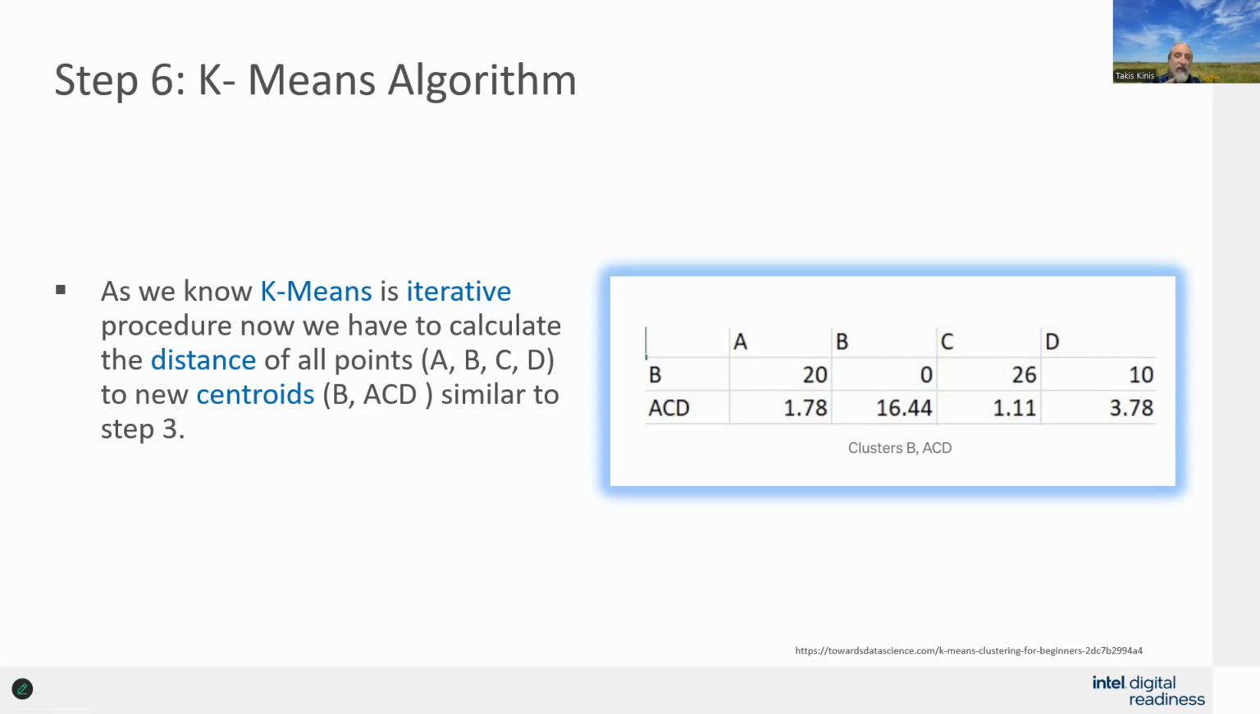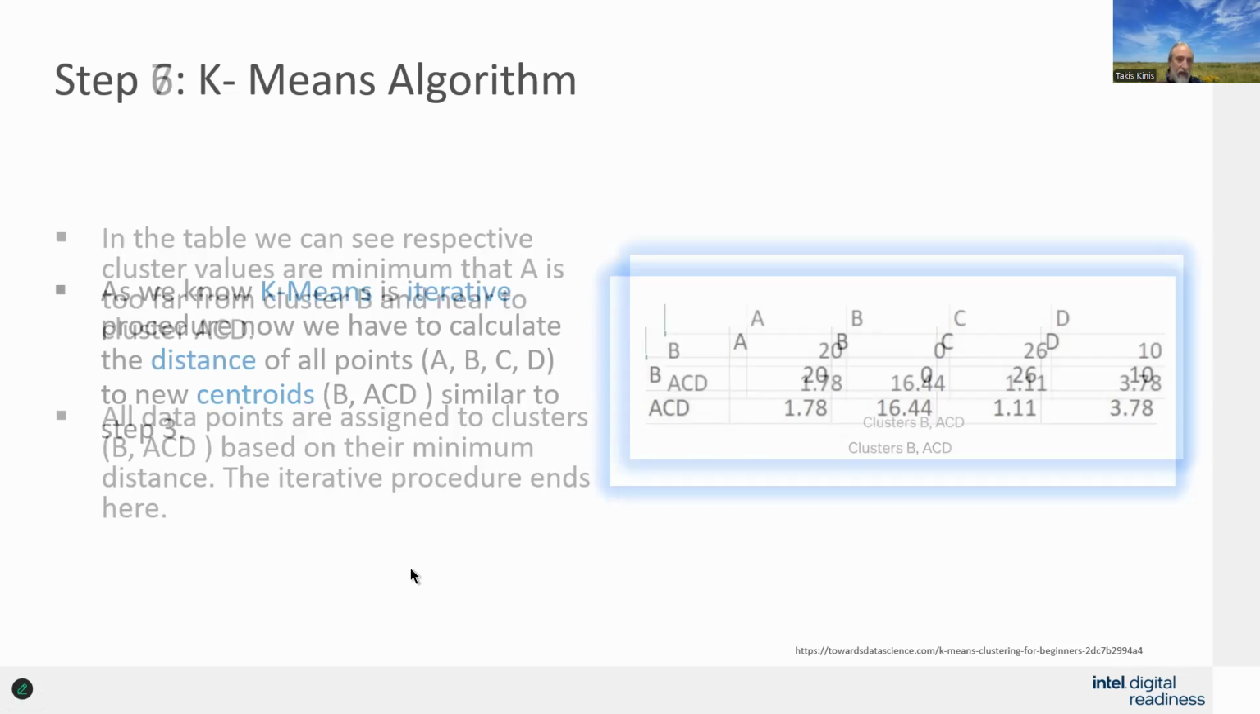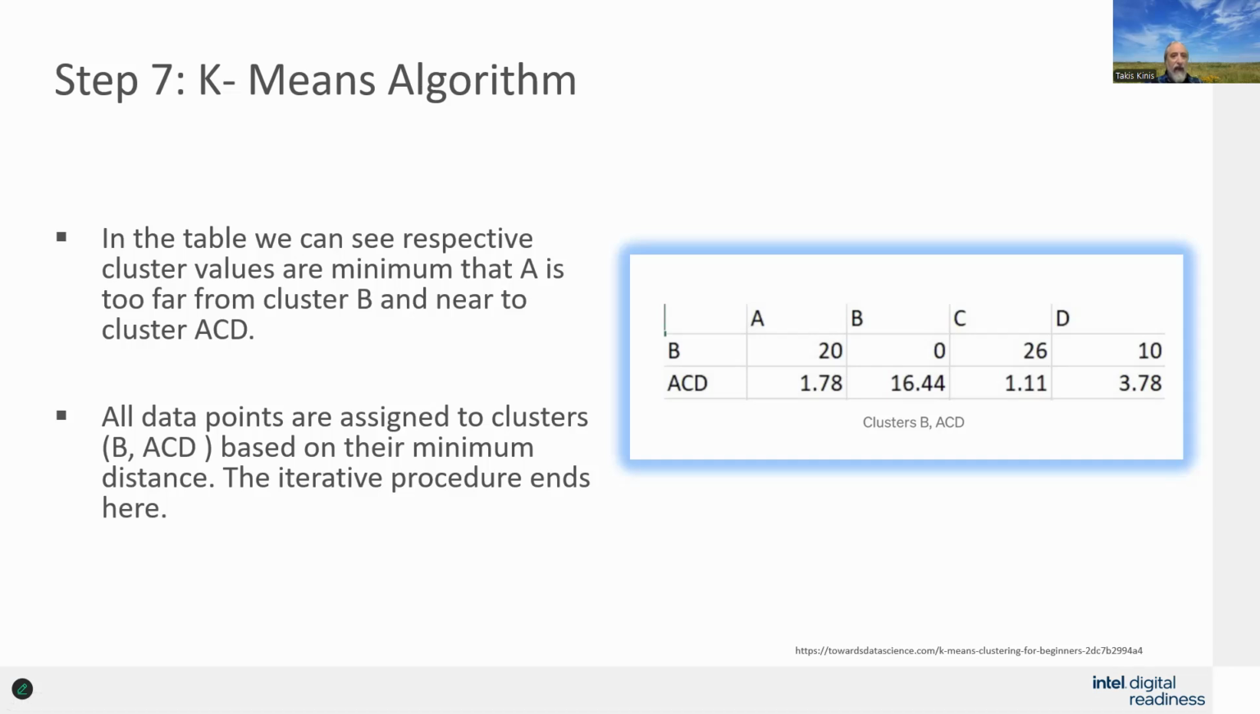Now, because it keeps iterating, we still keep calculating all the individual points compared to the clusters that form. So every time we iterate, we're forming clusters. And now we have this B cluster and this ACD cluster, and we're still comparing the individual points to it. As we keep going, it'll show more clearly over and over again that one is clearly the correct cluster for it. And it just kind of keeps iterating.